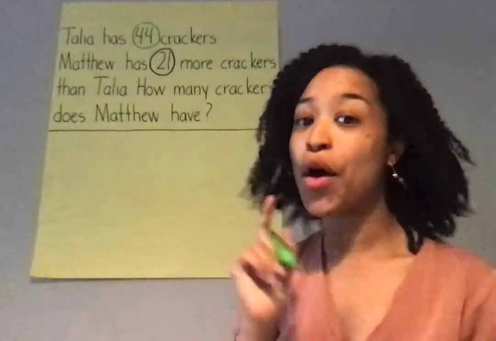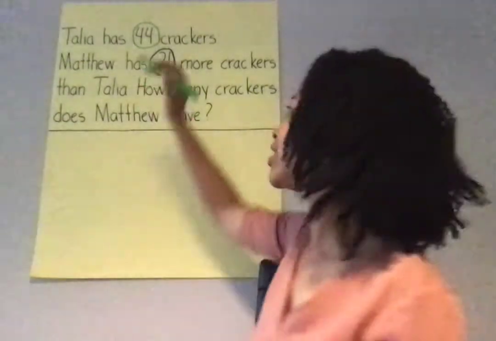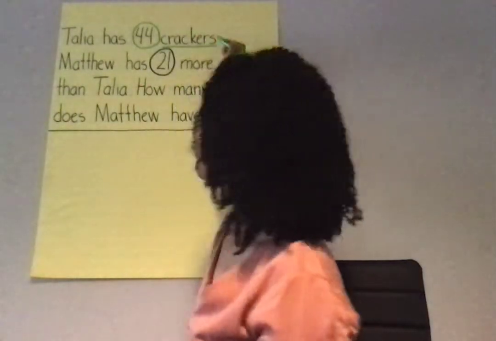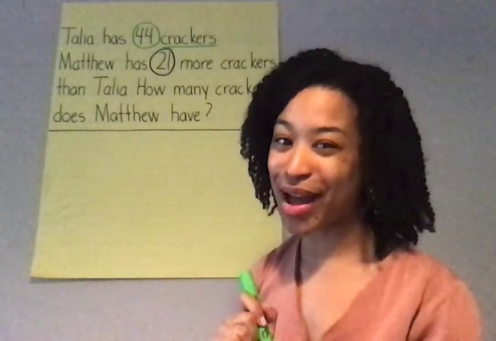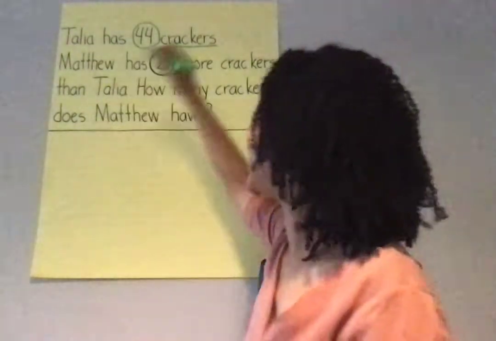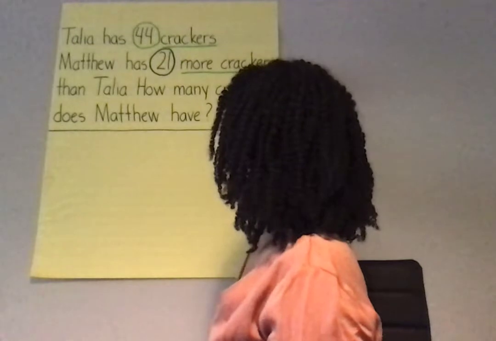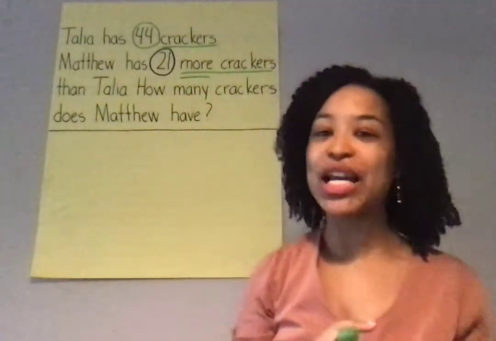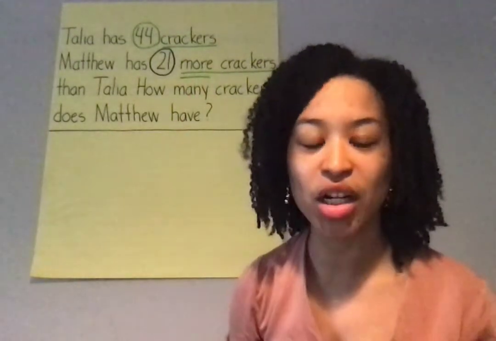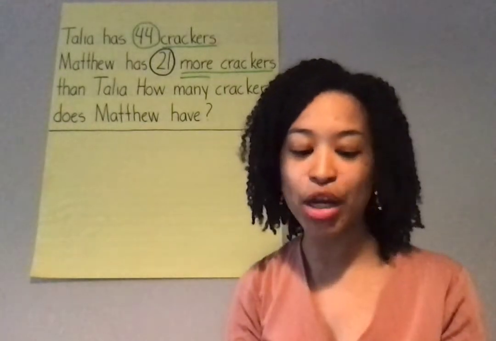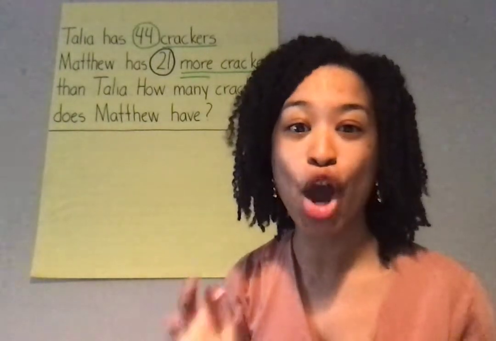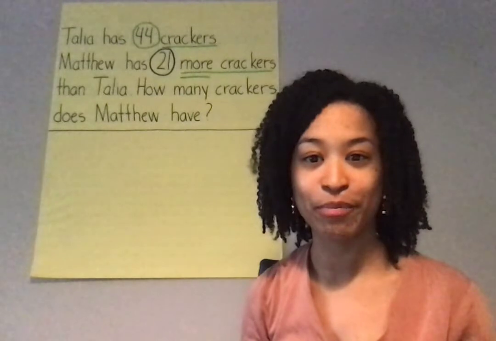44 what? 44 crackers. Make sure you underline your units now. 21 what? Underline those units. 21 more crackers. Whoa! I saw the word more and I gave it a double underline one time because I know that more is a key word to help me solve.